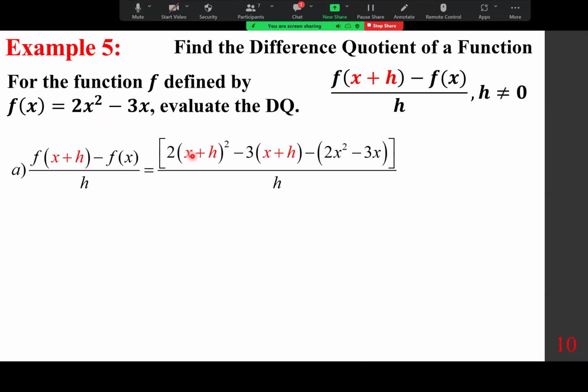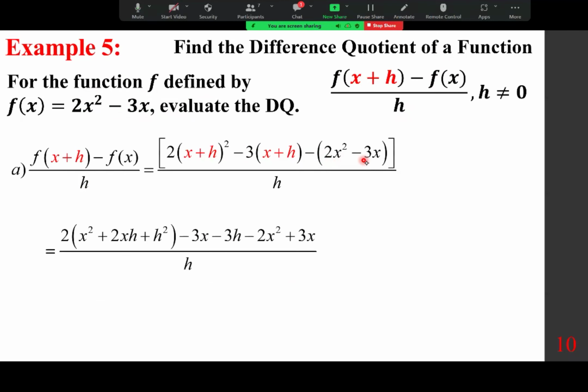We need to raise this to the second power, becomes x squared plus 2xh plus h squared as we've seen. We have to distribute the negative, we get negative 3x minus 3h. And we need to distribute the negative sign, minus 2x squared plus 3x. We are going to distribute number 2, we get 2x squared plus 4xh plus 2h squared. And now we are going to combine everything by combining like terms. We end up with the following.